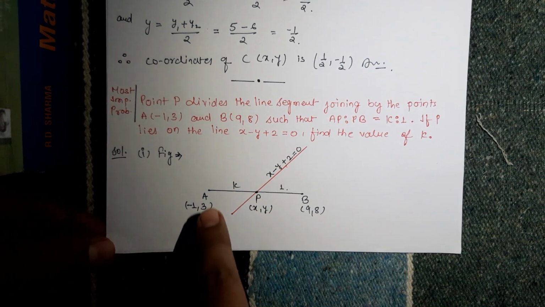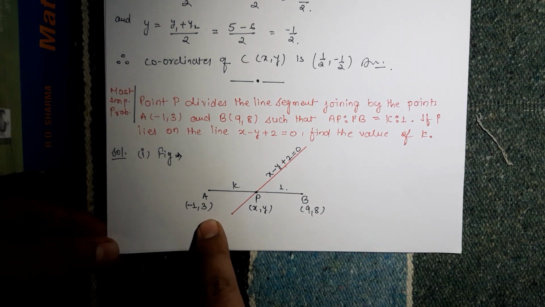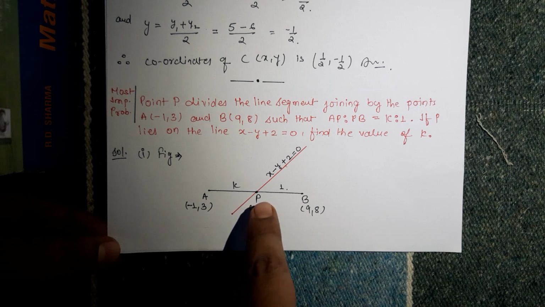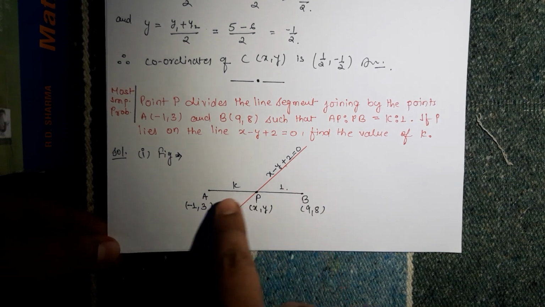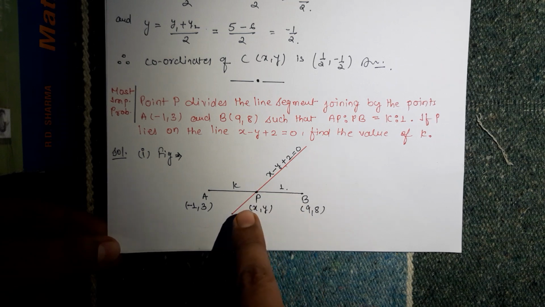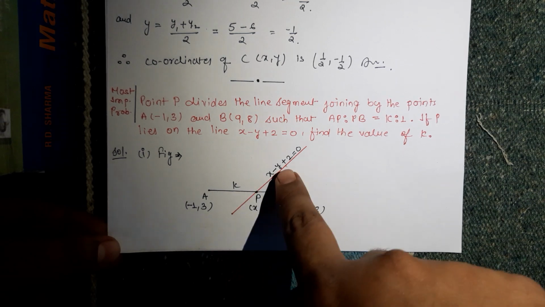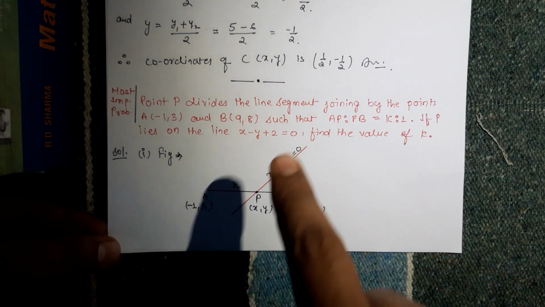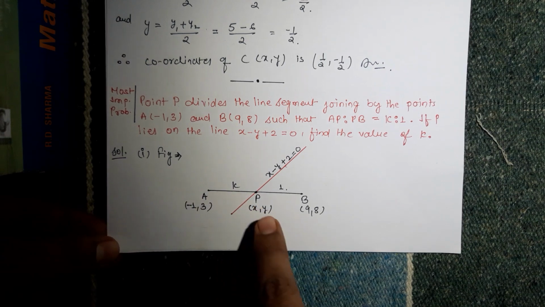So here in this question, A is given as (minus 1, 3), B is given as (9, 8), and there is a point P which divides this line segment in the ratio k to 1. Fine. And this point P also lies on the line x minus y plus 2 equal to 0. Now in this question, we need to find the value of k and the coordinates of P.